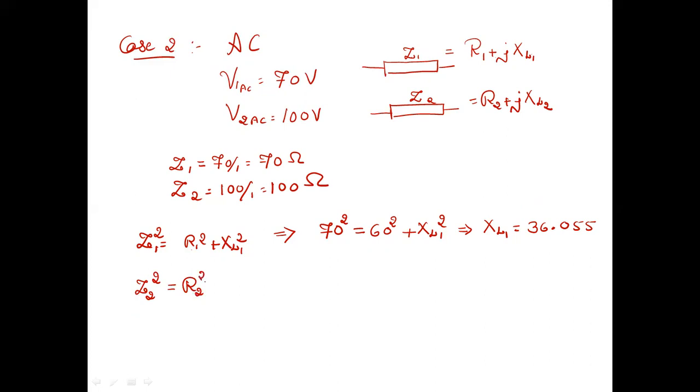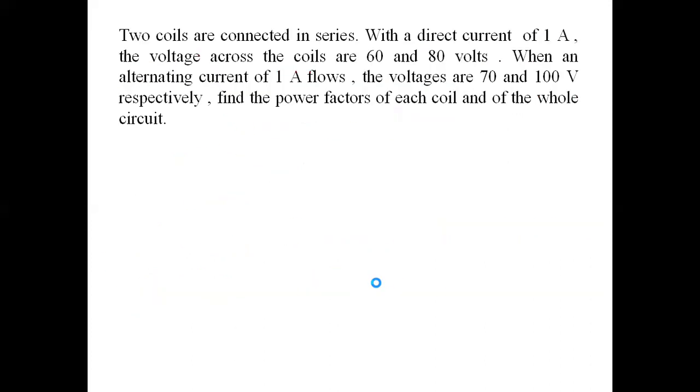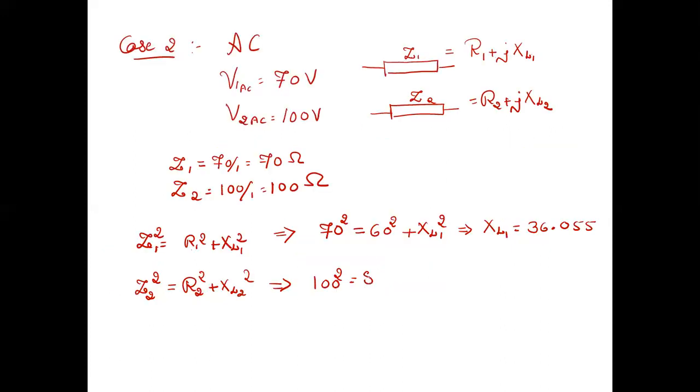Okay, similarly Z2 square is equal to R2 square plus XL2 square. That means 100 square equal to 80 square plus XL2 square. With this, I will get XL2 as, again, let me calculate, square root of 100 square minus 80 square, and I will get the value as 60. Okay, I forgot to mention the unit, ohms.